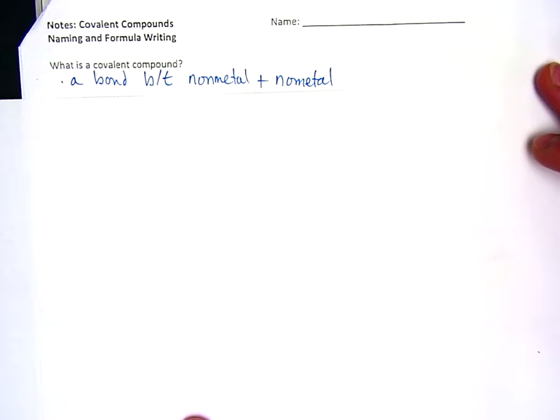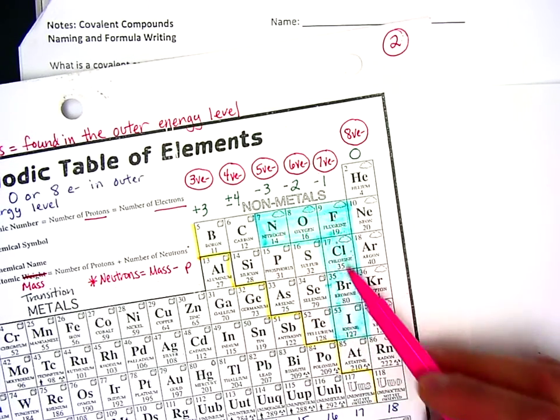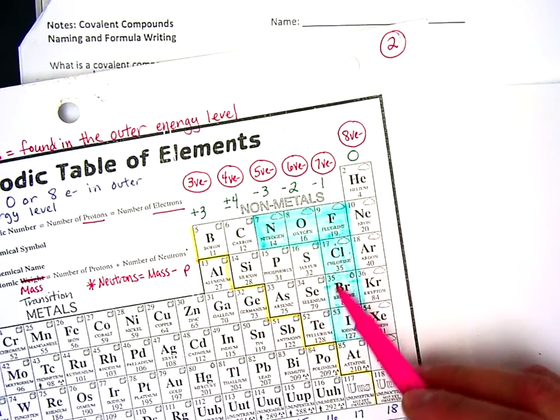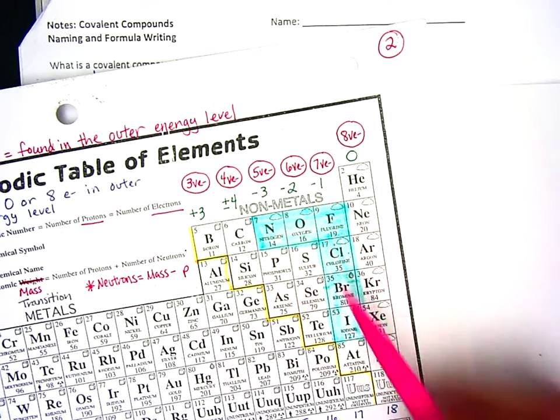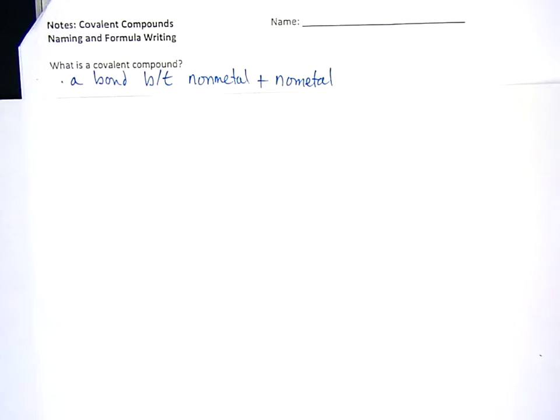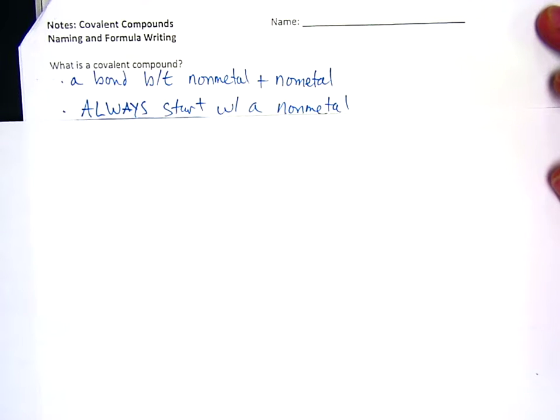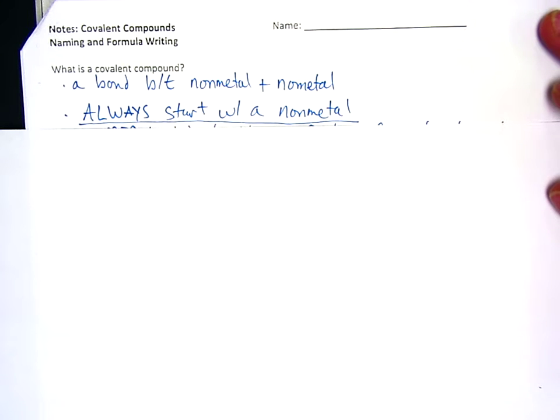A covalent compound is a bond that's between a nonmetal and another nonmetal. So elements from the right-hand side of the stairs in your periodic table. So again, these are your nonmetals, this area here. So if you have two of these bonded together, that would be a covalent compound, and you would follow the covalent compound naming and formula writing rules. Again, covalent compounds, to differentiate between ionic compounds, are always going to start with a nonmetal, as with ionic compounds, they start with a metal.